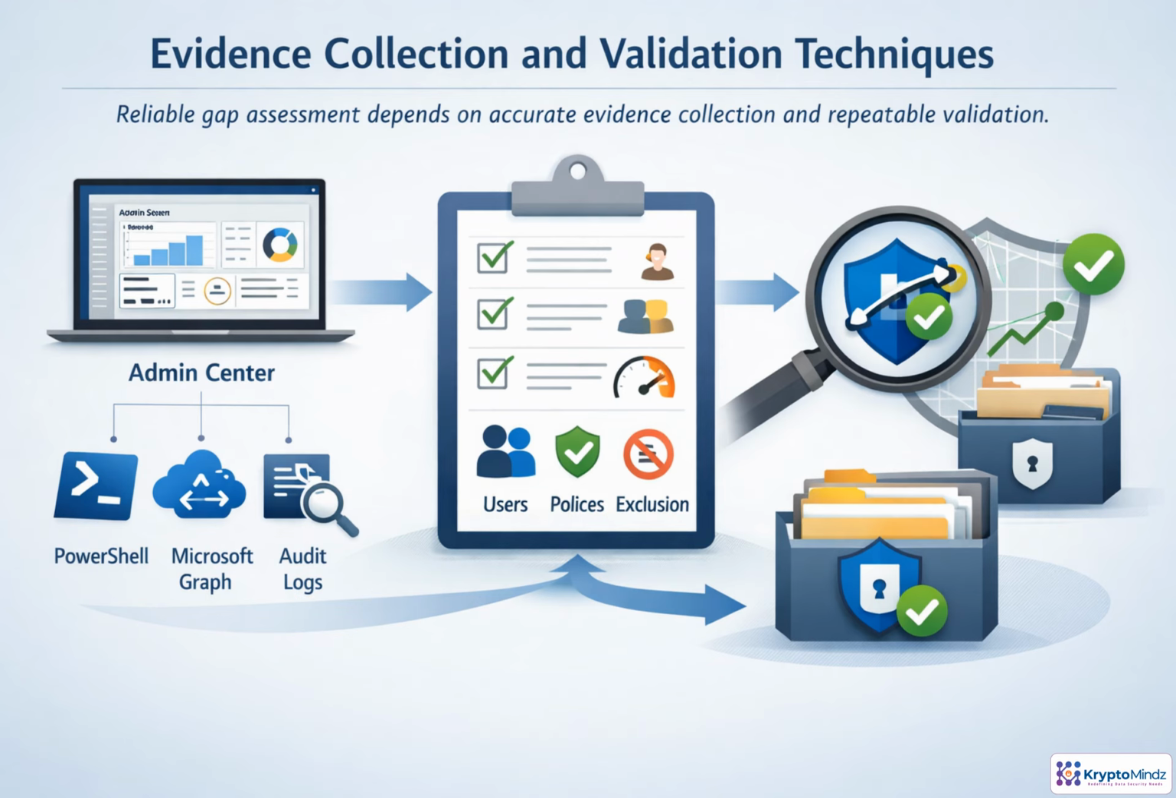Evidence collection should be repeatable, not just a set of screenshots. Start in the admin center for quick visibility. Then confirm critical settings with stronger sources such as PowerShell, Microsoft Graph, audit logs, and exported policies. For example, export conditional access policies, review MFA registration, check legacy authentication sign-ins, and validate Defender policy assignments. Capture the control state, affected users, exclusions, assignments, and last modified dates.